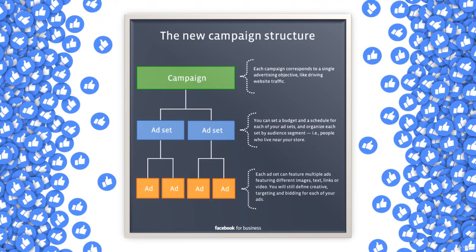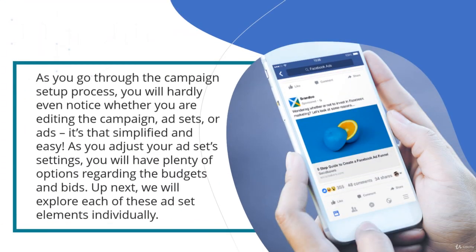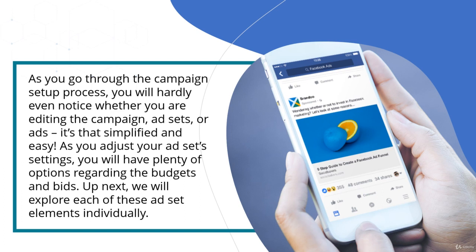This is the new Facebook campaign structure. As you go through the campaign setup process, you will hardly even notice whether you are editing the campaign, ad sets, or ads. It's that simplified and easy. As you adjust your ad set settings, you will have plenty of options regarding the budgets and bids. Up next, we will explore each of these ad set elements individually.